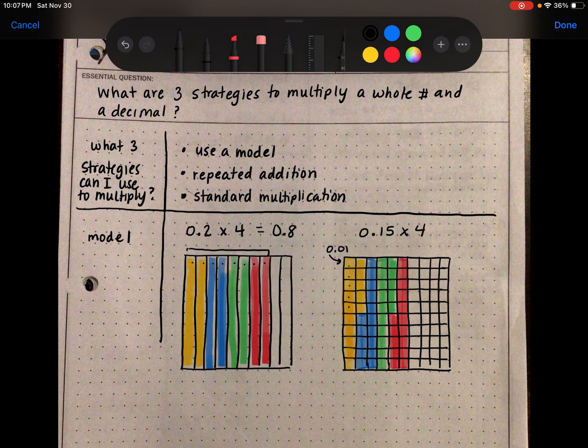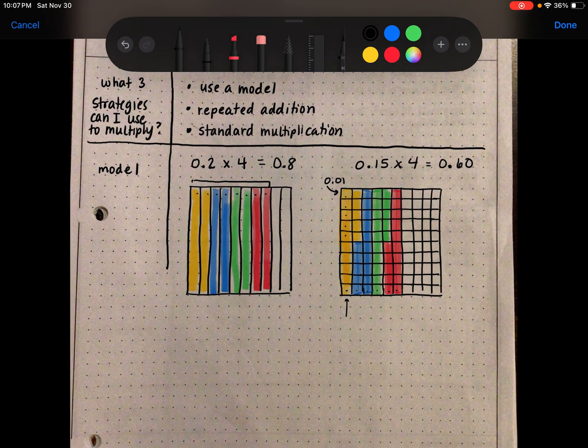And now all I need to do is count up all the boxes that I shaded in. And I can either count them 1, 2, 3, 4, 5 and count all the boxes, or I know that each one of these lines or columns represent 10. So I just count by tens. 10, 20, 30, 40, 50, 60. I have 6 columns with 10 in it, which is a total of 60 hundredths. So my answer becomes 0.60.